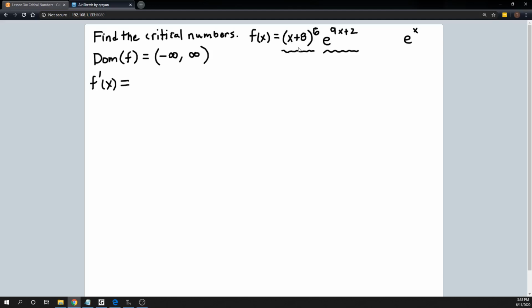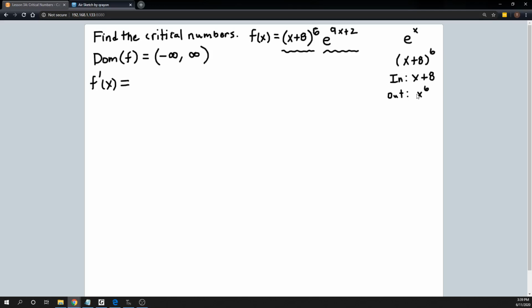First off, I'm going to take the derivative of this (x plus 8) to the 6th power. So looking at that (x plus 8) to the 6th, that is a chain rule problem. The inside part is x plus 8. The outside part is x to the 6th power. In other words, this function (x plus 8) to the 6th power was created by taking x plus 8 and plugging it into x to the 6th. And so we have to use the chain rule to take the derivative of this part.